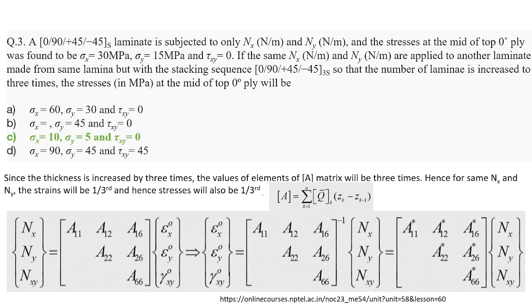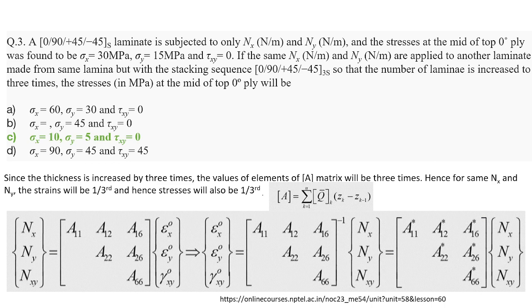If the same Nx and Ny are applied to another laminate made from the same lamina but with the stacking sequence 0/90/±45 3s, so that the number of laminae is increased to 3 times, the stress at the mid of the top 0 degree ply will be?